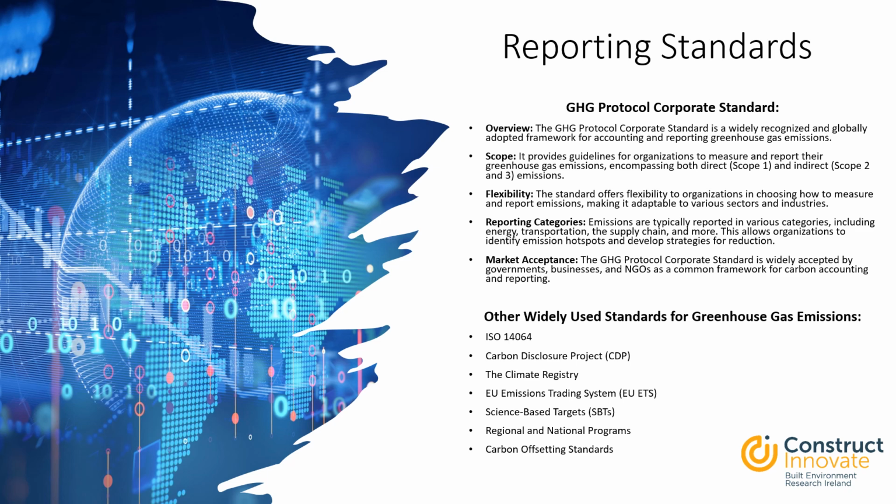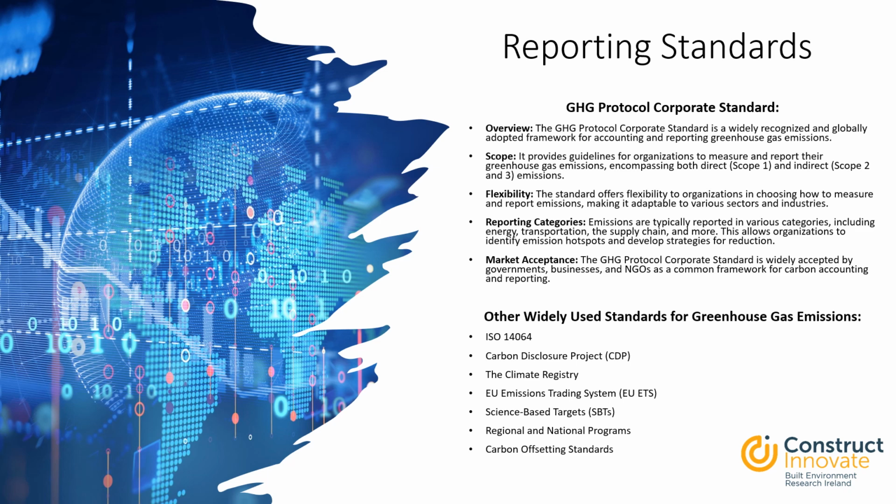The emissions trading scheme in Europe, called the EU ETS, or the EU emissions trading system, is a mandatory emissions trading system in the European Union, which covers a range of industries, particularly power generation and heavy industries. It sets a cap on emissions and allows trading of emission allowances, encouraging emission reductions.